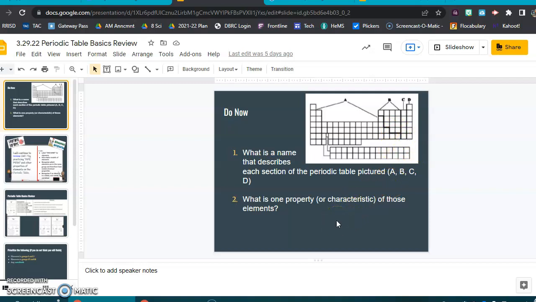What's one property or characteristic of those elements? Yeah, a lot of you said for metal, shiny, so a nonmetal would be not shiny, and a metalloid, remember, it sits on the fence. It could be either or.